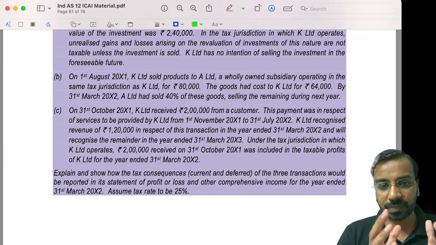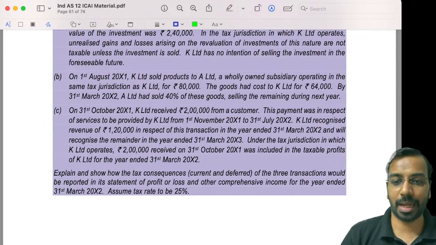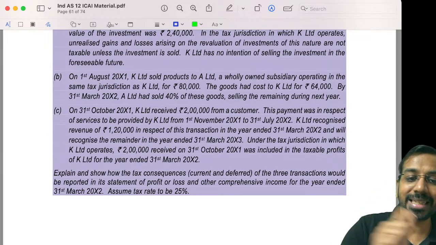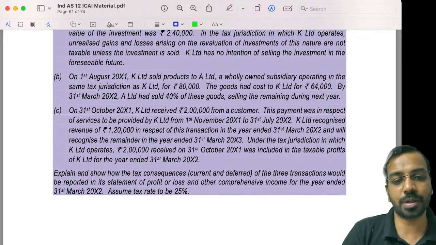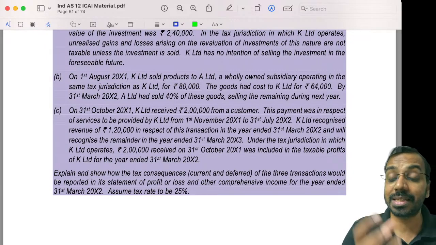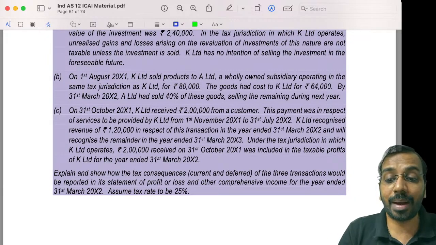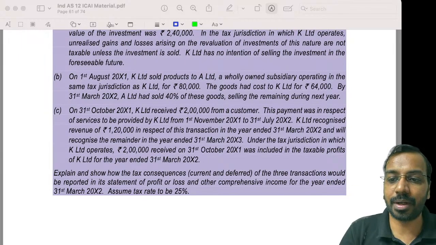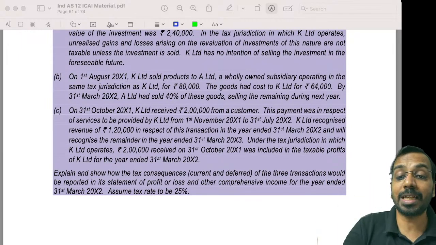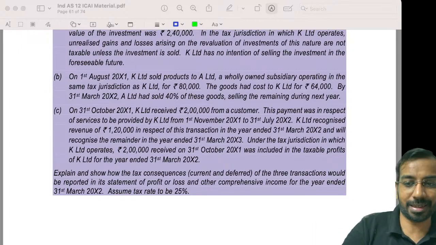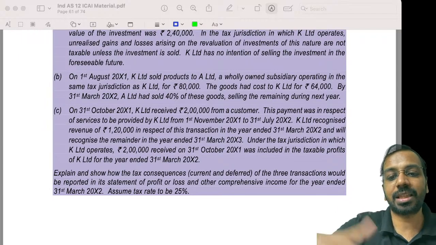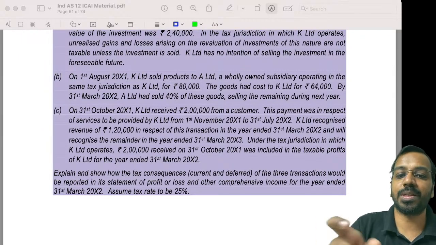Here, if you see, I have received from the customer 2 lakhs. I have recognized revenue of 1,20,000. What is the difference? 80,000 is the difference. Now, this 80,000 of difference, how will I show it in the balance sheet? In the balance sheet, I will show it as a liability. Correct? For that amount of liability, what is the tax base? The tax base is 0 because everything has been taxed now, and nothing will be taxed in the future. So, the tax base is 0.